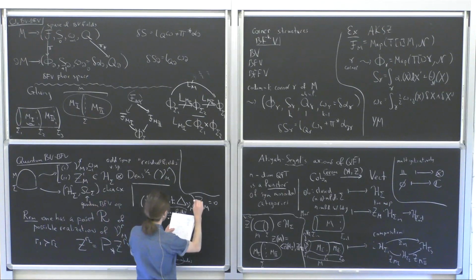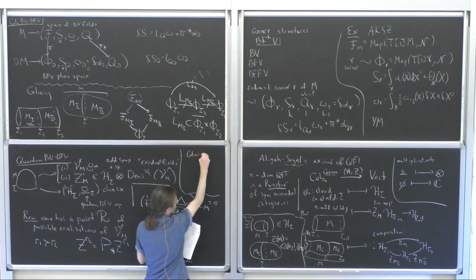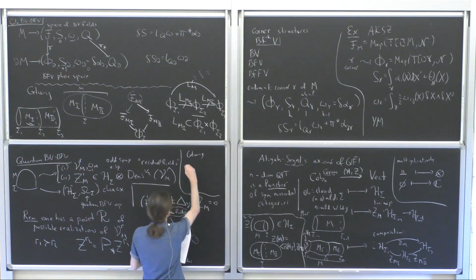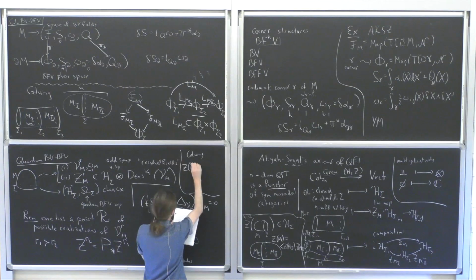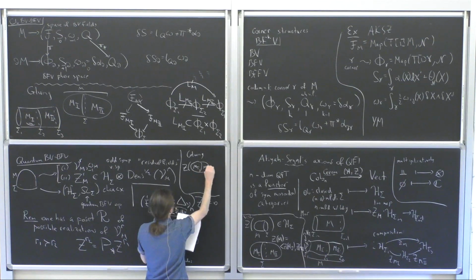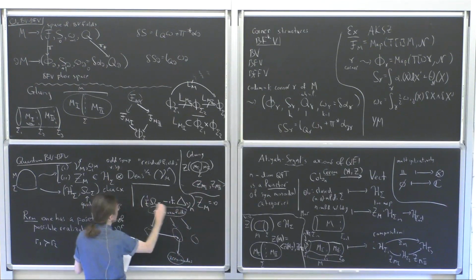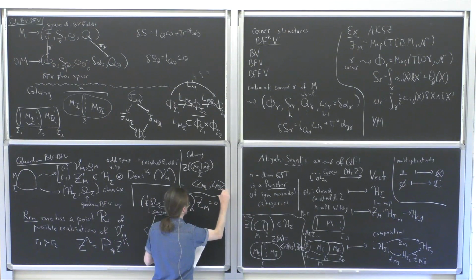Also in this setup, I would say that the gluing is given by a formula similar to this one. The idea is that you want the partition function of a glued manifold, M1 glued with M2 over some sigma. In the first approximation, you take the partition function for M1 and the partition function for M2, and you pair them in the space of states for the interface.